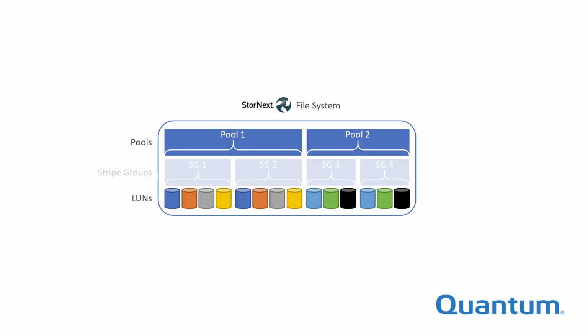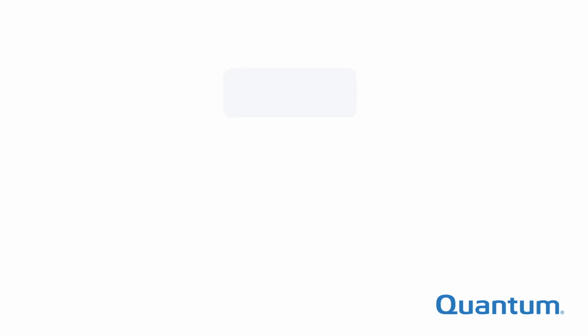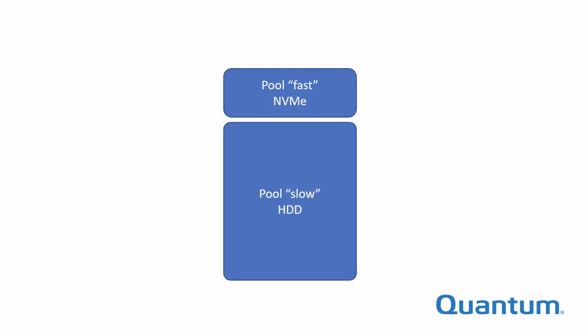A StorNext file system pool is simply defined as a collection of one or more stripe groups. A stripe group, in turn, is a collection of one or more identical LUNs. Where multiple stripe groups comprise a pool, they will typically be the same class of storage, such as NVMe flash or SATA hard drives. Each pool has a name defined by the administrator, such as slow or fast.